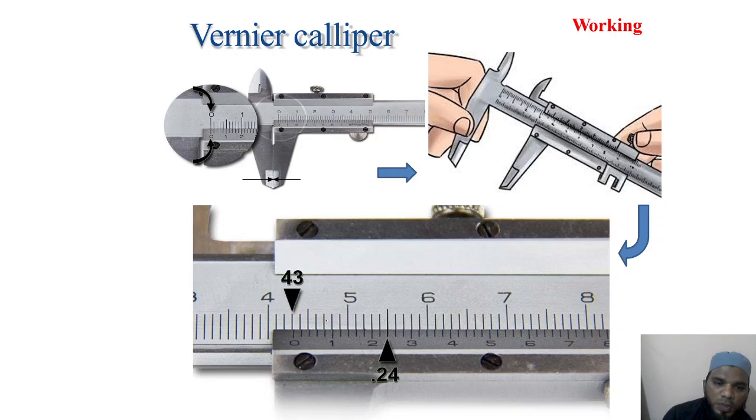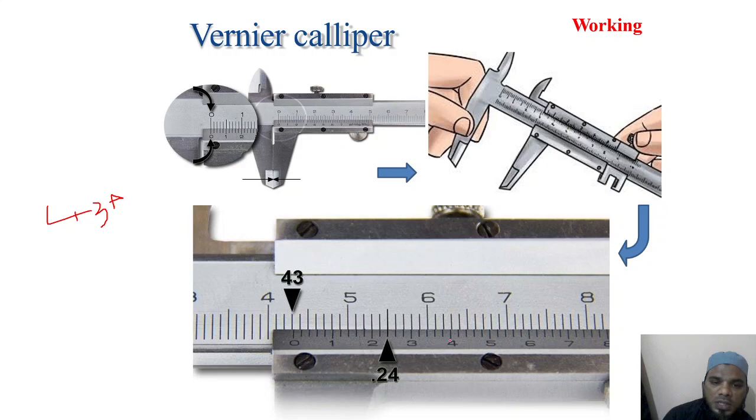first you have to check where the zero of the vernier scale is touching the main scale. For example, if you see this, it is touching 43. So the main scale division is 43, so we will write 43. To this I have to add some value. So 43 plus some value should be coming.